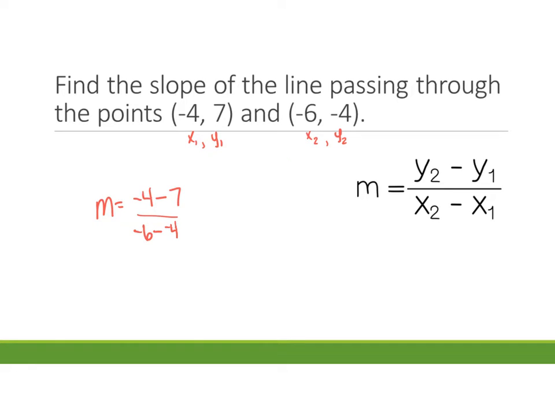All right, so when I do that, I get a -11 over, I have -6 minus a -4, so that's really plus a positive. So over -2, divided by negative is a positive, so that's positive 11/2. So that's the slope of the line that passes through those 2 points.